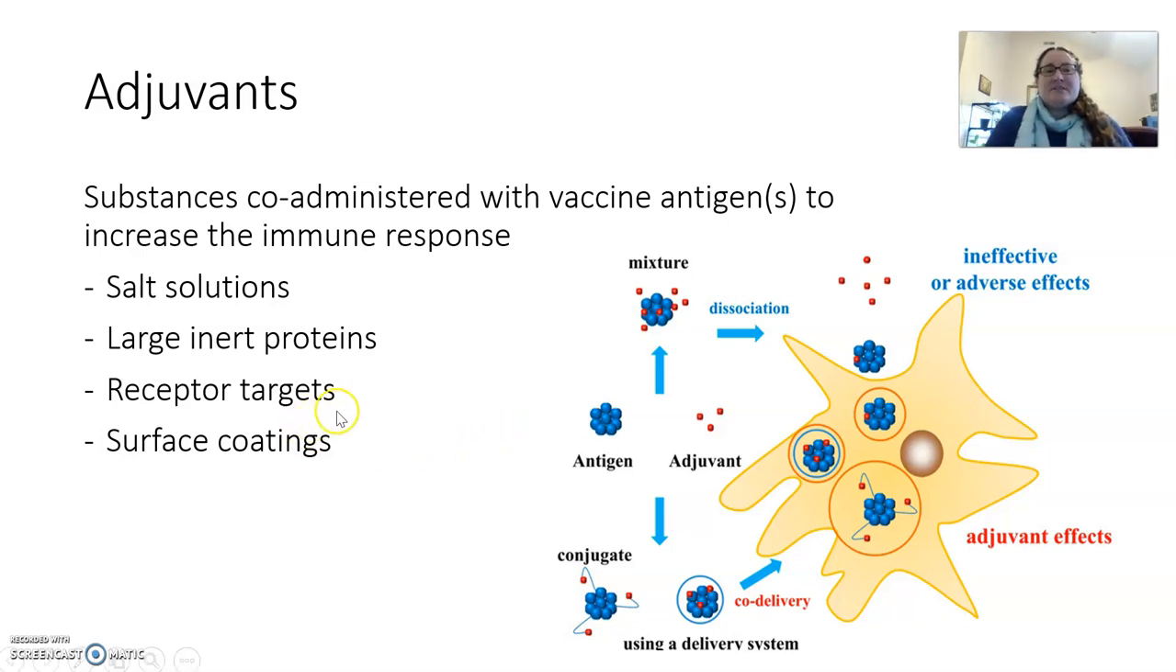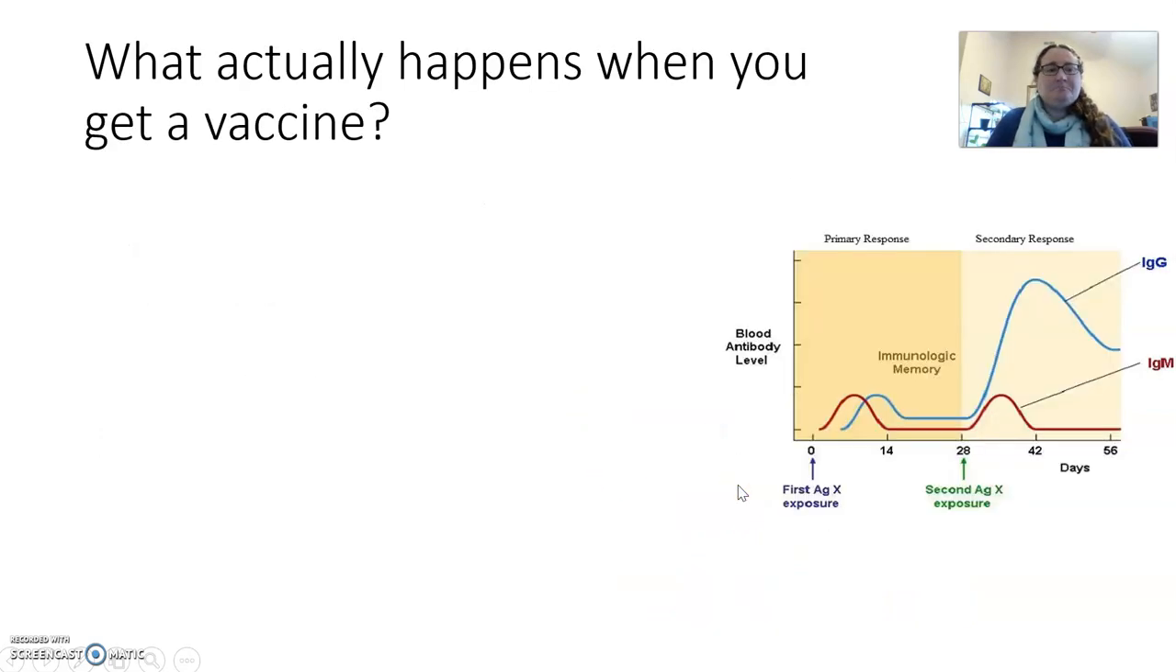We also have things like receptor targets. So some of these are actually the molecules that your immune system would normally produce in order to induce inflammation. So if we include those with the vaccine, then the inflammatory process starts earlier. These can also be receptor targets for receptors on the cell surface to help the vaccine actually be taken into a cell. We can also have surface coatings. So some types of antigens are not very stable if we just put them into your body, or they might need a surface coating to help them get into the cell. So those are also fairly common.